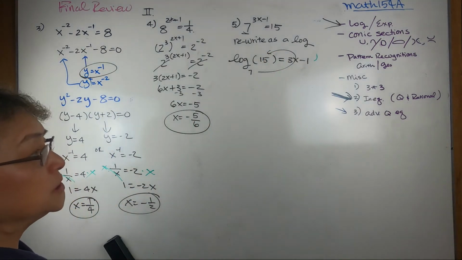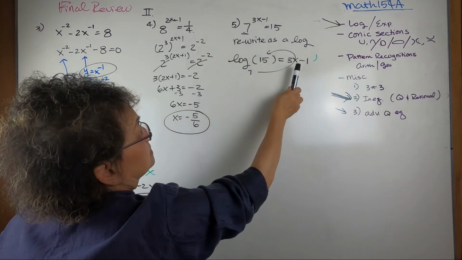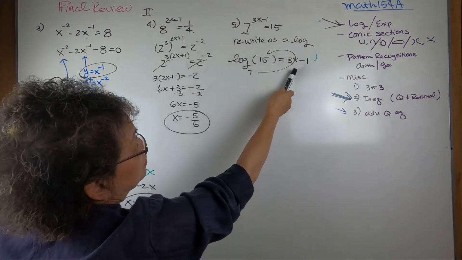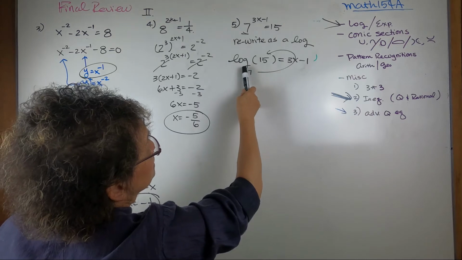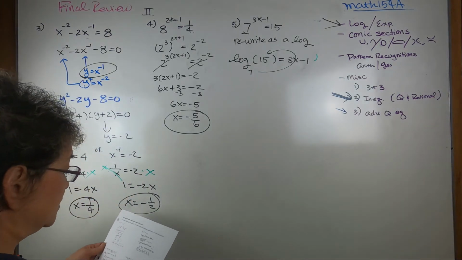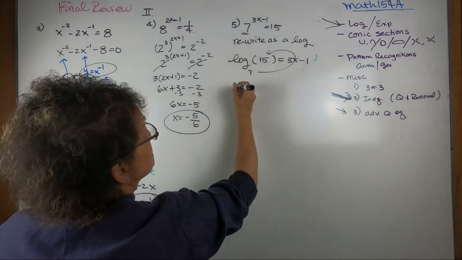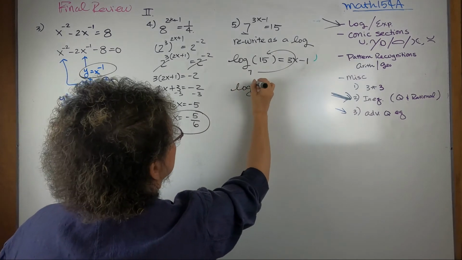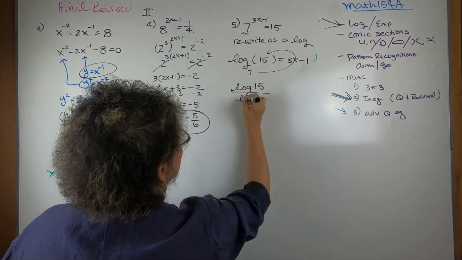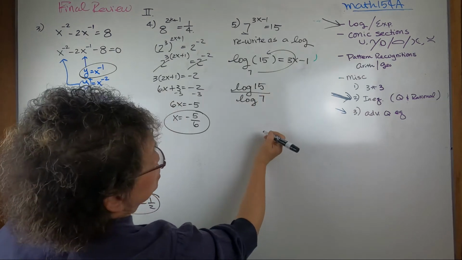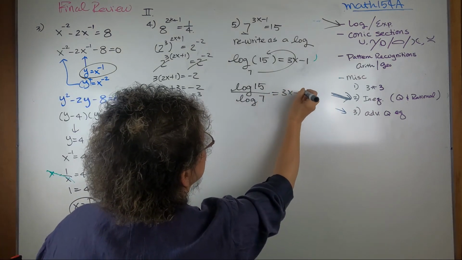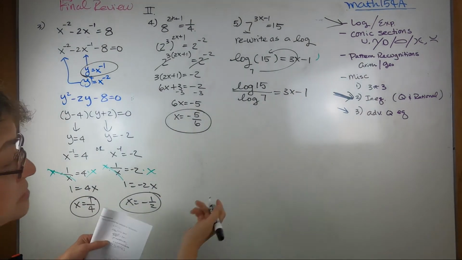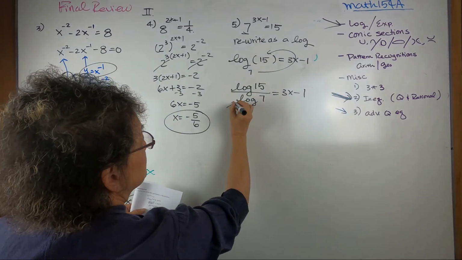What was the question? Find the x, right? Then how can we find the x? We have to find the log 7 and log 15. On your calculator you don't have base 7, right? We have to use the base change formula, equals this one. Then you just plug in this one, right?